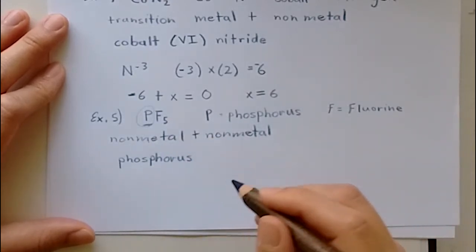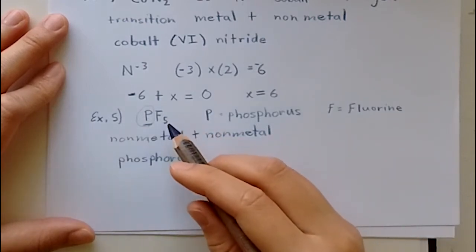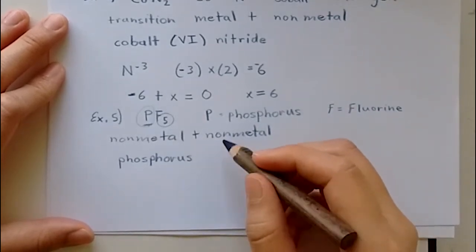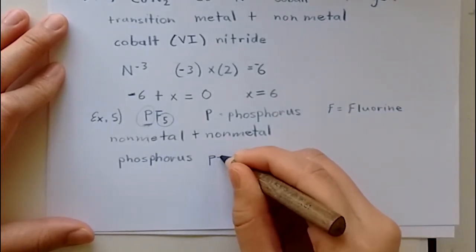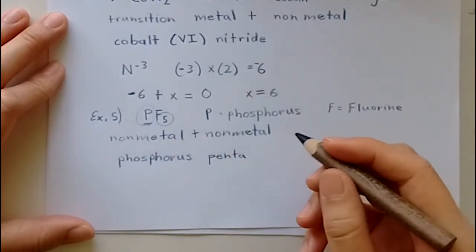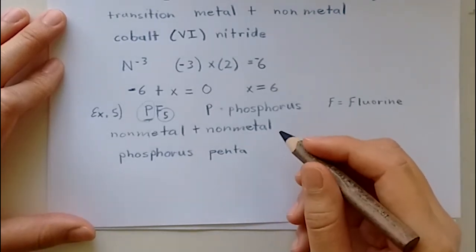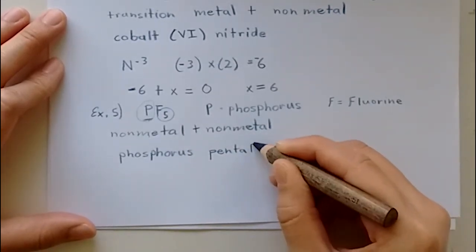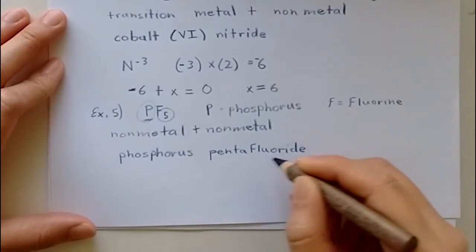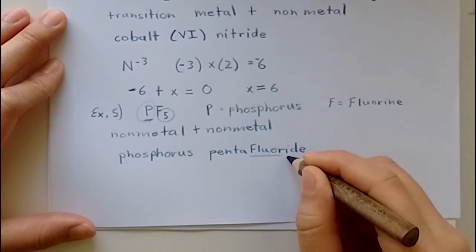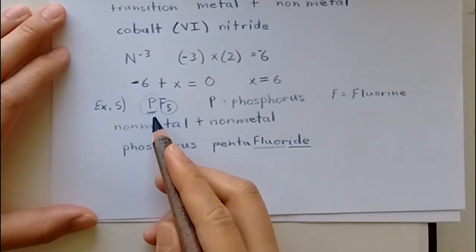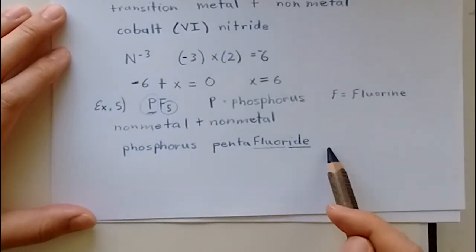Okay, so we have phosphorus, and then we have to put the prefix of the second element, so we have 5 here. We know that 5 is penta. So we have penta, and then fluorine's base name, fluor, plus the ending "ide", so pentafluoride. So the name of this compound would be phosphorus pentafluoride.